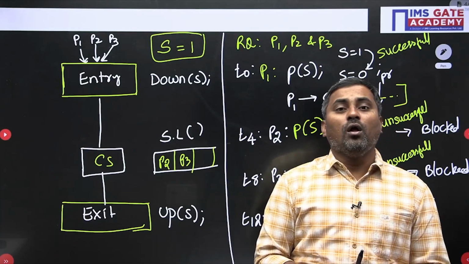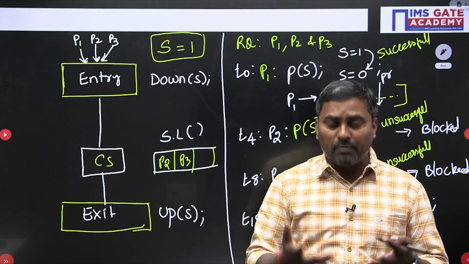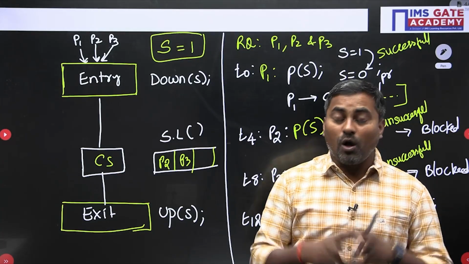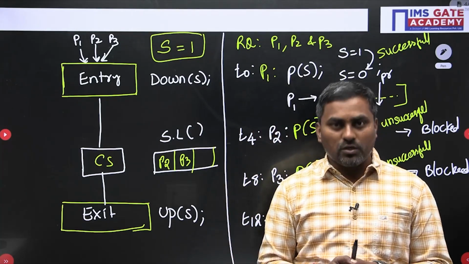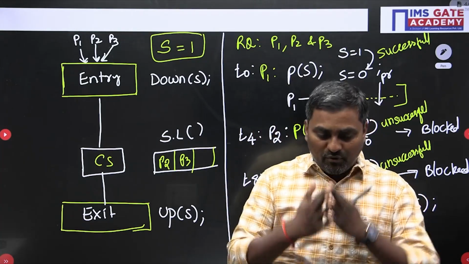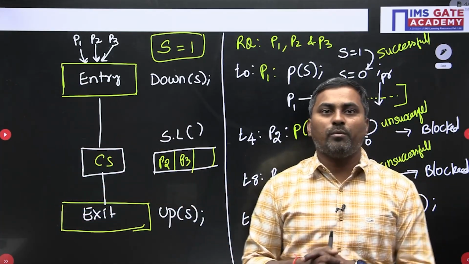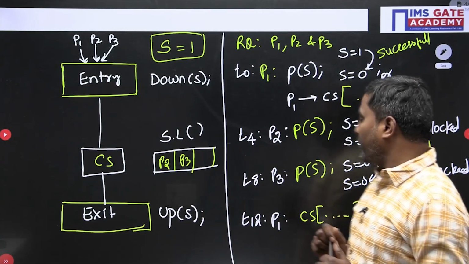Statement 2: counting semaphore can be implemented through binary semaphore. It's not possible, because a counting semaphore requires a lot of values, but in a binary semaphore we only have 0 and 1, so we cannot implement it. Only statement 1 is a true statement, we can understand.